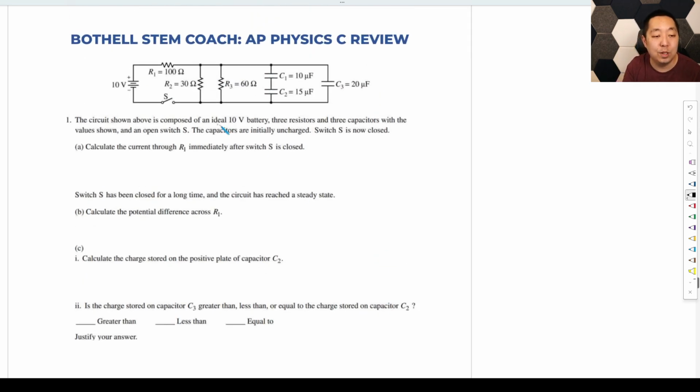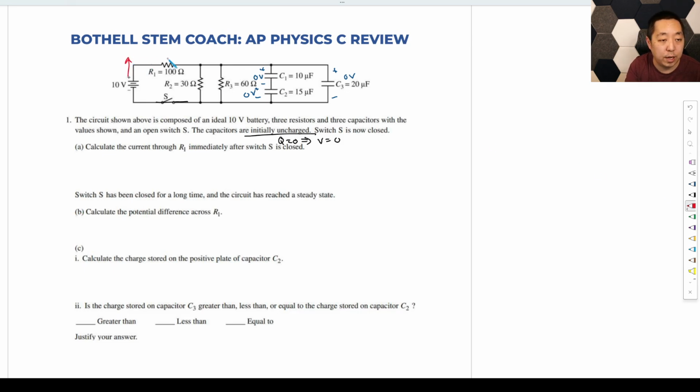So the circuit shown above is composed of an ideal 10-volt battery, 3 resistors and capacitors. Capacitors are initially uncharged, so that means the charge is 0, which implies the voltage is 0, and the switch is now closed. Calculate the current in R1 immediately after the switch is closed. Now, immediately means right before the switch closed, all of these had 0 volts across them. That's the first thing you want to do, right, is identify the initial state.